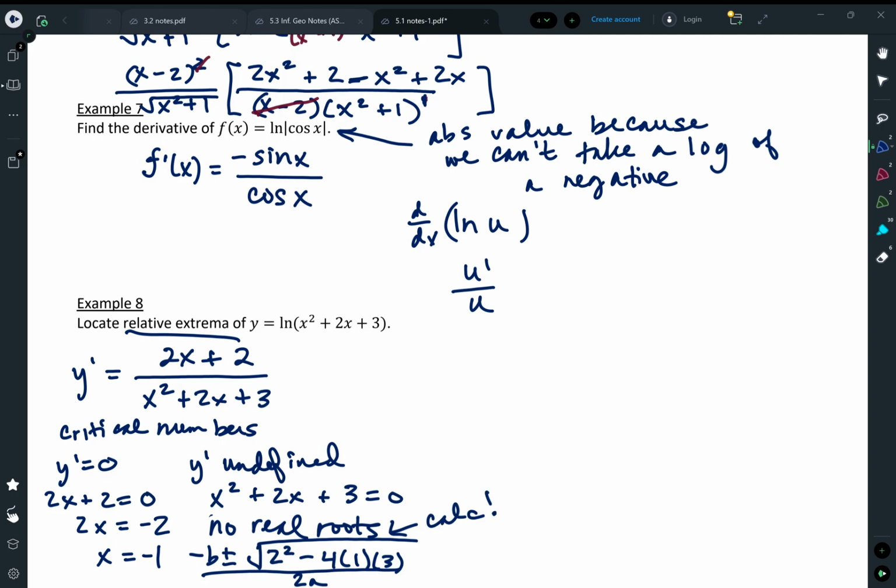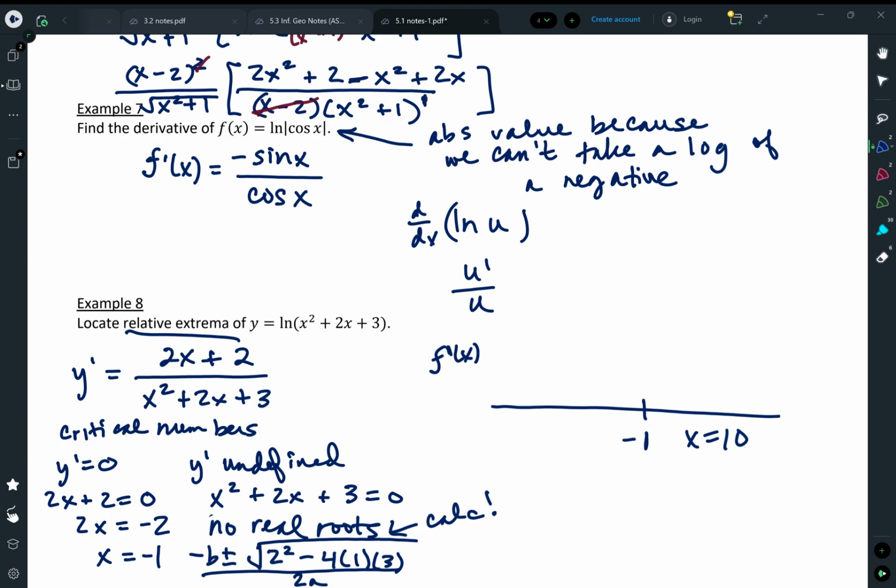So then I want to go ahead and make a first derivative chart. I'm going to write f prime of x to remind me I'm looking at my first derivative. So -1 is the only real number I'm investigating. So I want to check something smaller and something bigger. What am I going to check? Like maybe a positive 10, something really big.